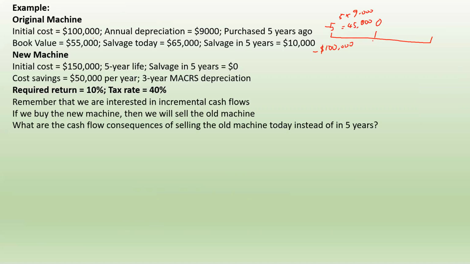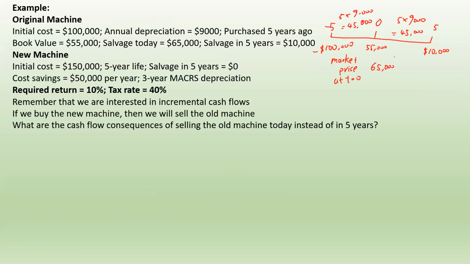And then the book value today, what you have left is 55,000. And after 5 years, the depreciation is 5 times 9,000 again, which is 45,000. So after 5 years, the salvage value will be 10,000. This is book value, and the market price today is 65,000. So this is the old machine.